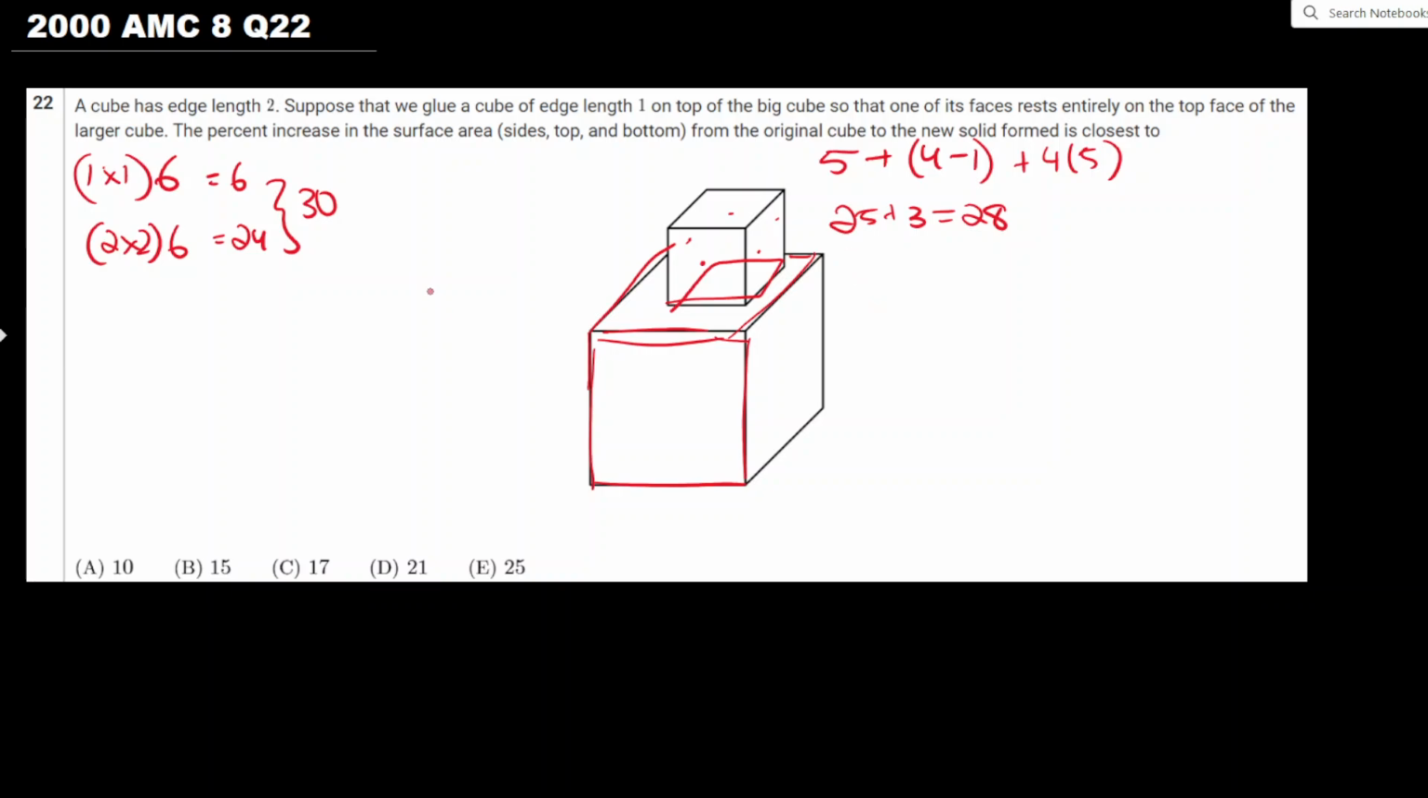That means that the percent decrease would be 2 out of 30, and multiplying by 100 over 30 to find percent would give us 6 2/3.